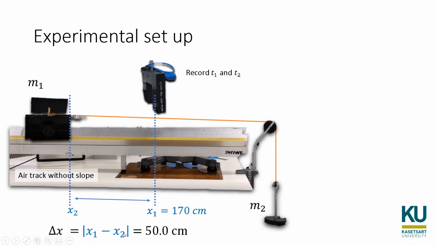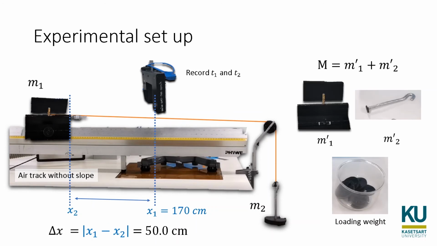This time we're not going to vary the displacement. We're going to vary the mass that weighs on the glider and also the mass that weighs on this hook, M2, so that we fix the delta X to 50 centimeter. You move the glider away from the photogate around 50 centimeter all the time.